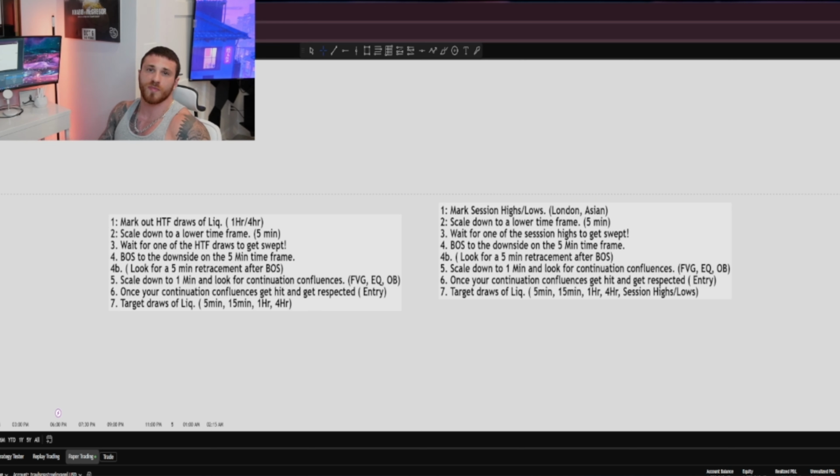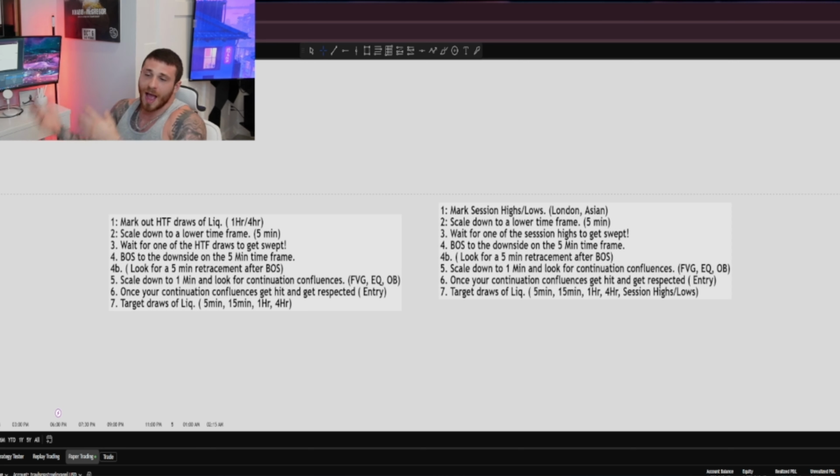This is based off my rules. This is based off my system. If it plays out, that's awesome. If it doesn't, then the market's going to do what it wants. Maybe you were wrong. Maybe you did something wrong. Or maybe the market just didn't want to react in that way you wanted it to, right? Because it's not going to do what you want it to do. The market's going to do what it wants to do.